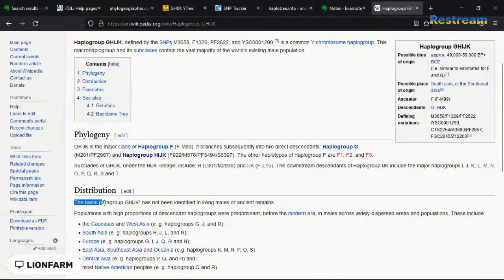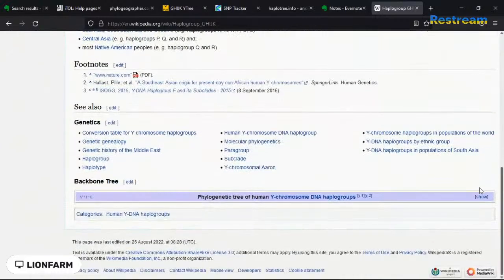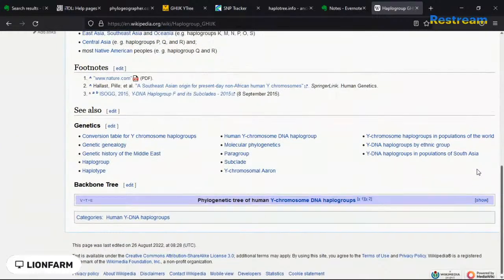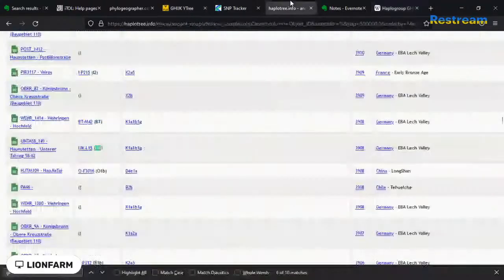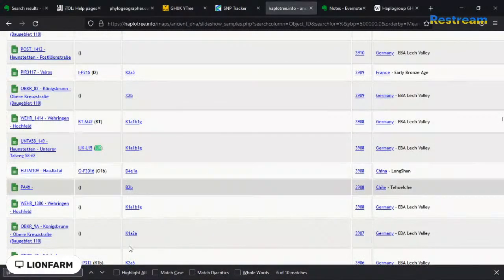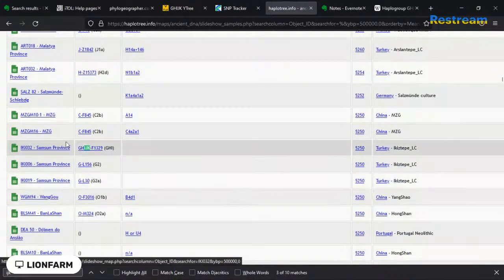The basal paragroup GHIJK* has not been identified in living males or ancient remains. Now, you've got to understand when they wrote that, they wrote that a long time ago, right? That's very important. They need to update this one because we actually found fossils of those exact groups that I was talking about that we didn't find, because we actually found GHIJK, right?